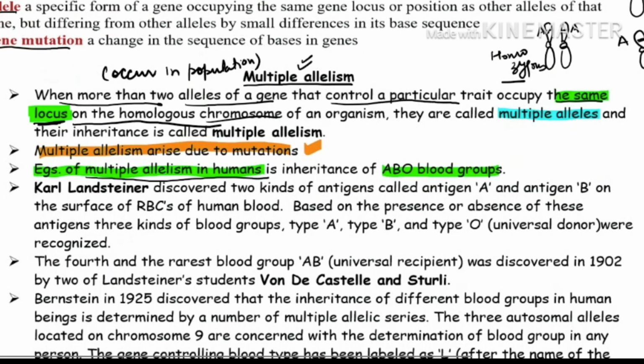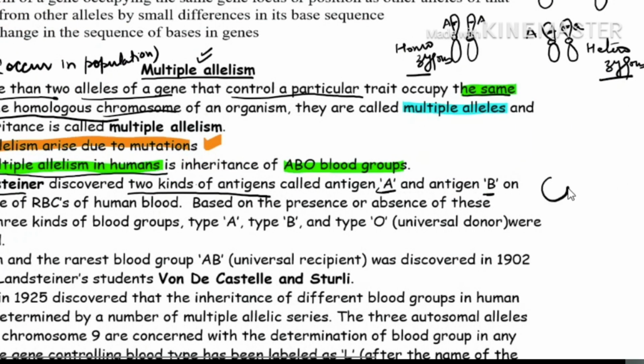Now we will start with the ABO blood group understanding. First of all, the scientist Karl Landsteiner discovered two kinds of antigens, antigen A and antigen B. They were present on the surface of RBC. He discovered that on the surface of RBC, one has A antigen and another has B antigen. Antigens are nothing, they are glycoproteins.